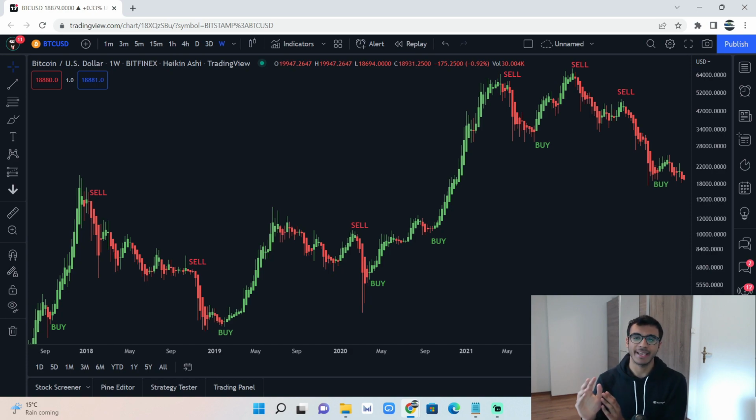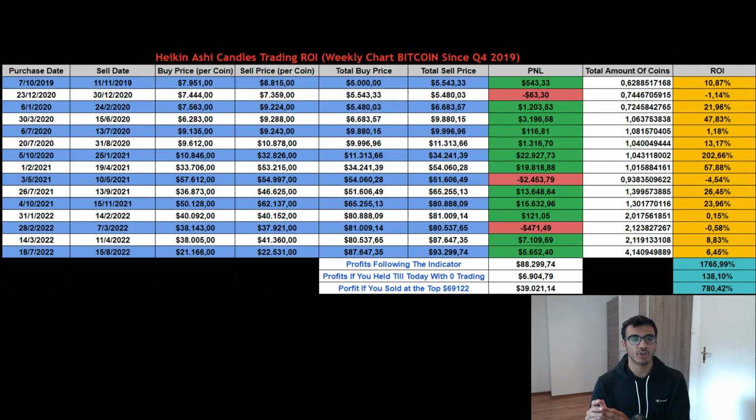And so to simplify everything, I made this dashboard which contains the buy and sell dates, the ROI and also the PNL, and the results are very impressive, because if you have followed the Heiken Ashi candle since 2019, you would have turned that 5 grand into 93,000 US dollars, which means a total profit of 88k, and this is immense. 88,000 US dollars in profit over the course of 3 years means a 1,765% return on your initial investment, or roughly $29,000 in return on average every single year.